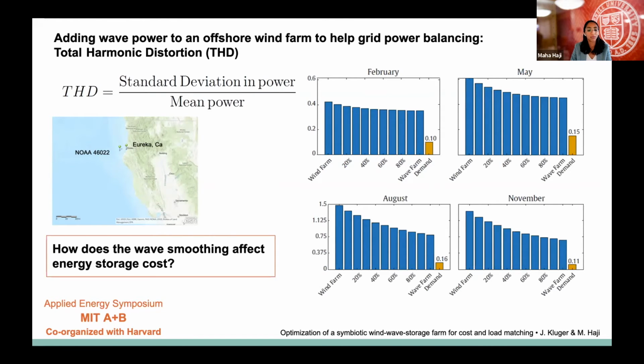For our research study, we wanted to quantify the cost benefits of wave power in an offshore wind wave farm. We wanted to look at how the smoother wave power can decrease the energy storage costs needed to match supply with demand. I will now hand the presentation over to Jossie to describe the highlights of these studies.